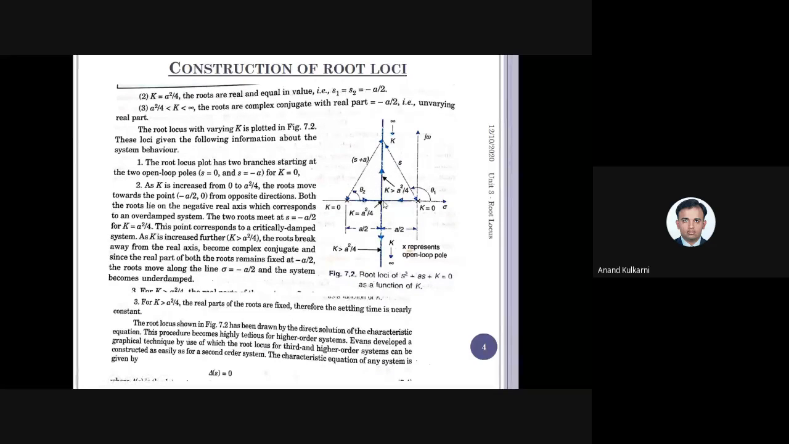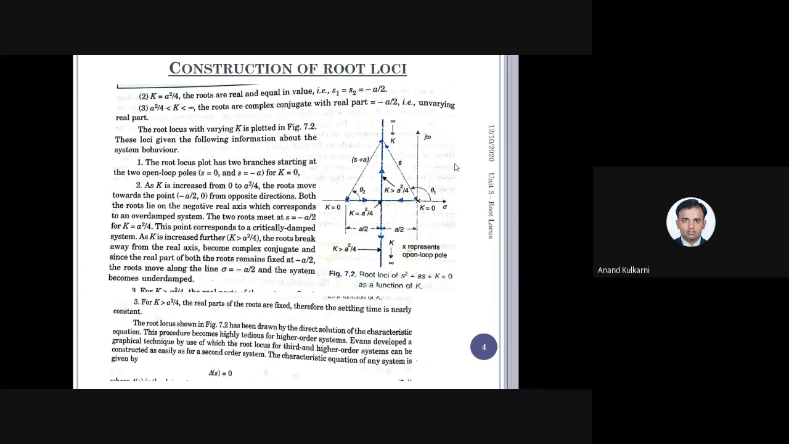But if the value of k increases beyond a by 2 whole square, the roots will start moving in the complex plane, with the real part minus a by 2 and the imaginary part going on increasing along with k. And hence, even though it is a stable system because all the roots are on the left hand side, the performance changes. Except for k equal to 0, the system is always stable only, because both the roots are on the left hand side.